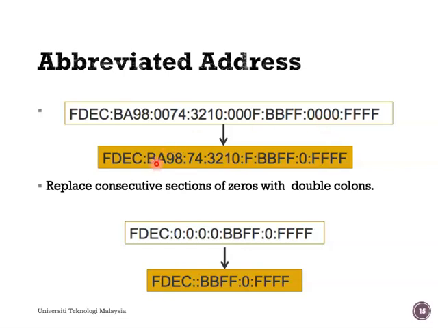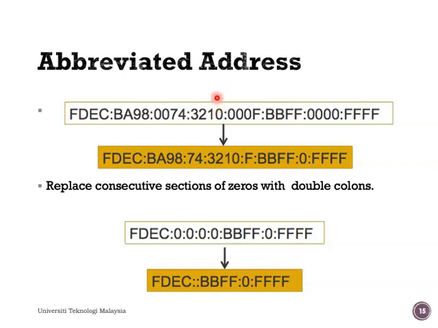For example, the leading zeros can be omitted, can be eliminated. For example, here FDEC, BA98, and 0074. So the 00 here are leading zeros, so they can be omitted, and we put it as 74. Remember also to put the colons here. For 3210, the 0 at the end of 3210 cannot be omitted because it is not a leading zero.